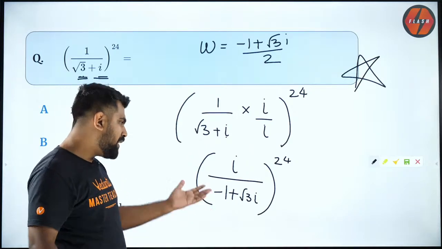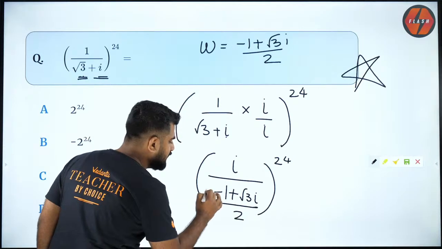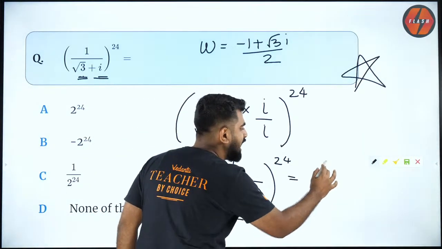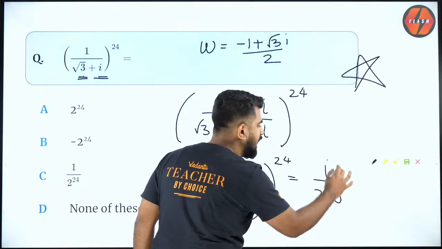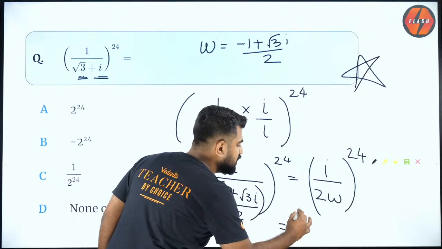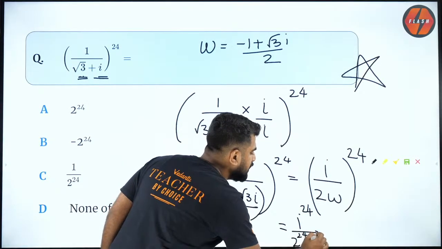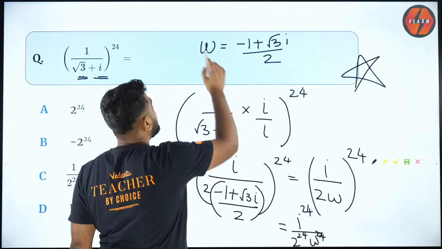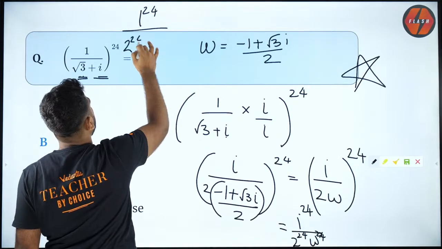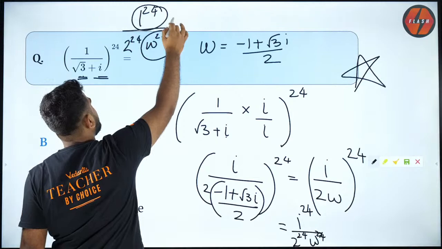Now after that it's pretty easy. I will divide by 2, multiply by 2. So this is omega. So I will get i by 2 omega whole to the power 24. So it will be i to the power 24 by 2 to the power 24, omega to the power 24. So the answer is i to the power 24 by 2 to the power 24, omega to the power 24. This is 1, this is also 1.